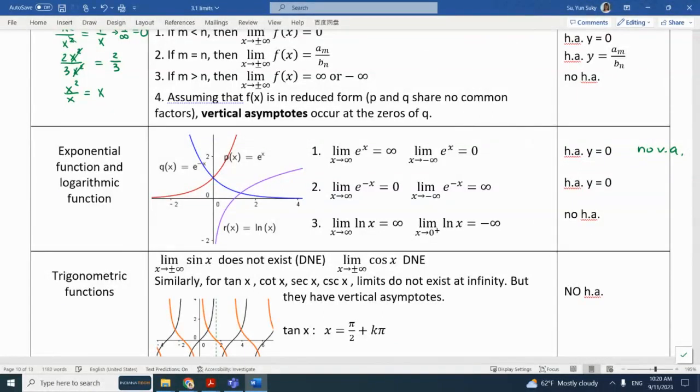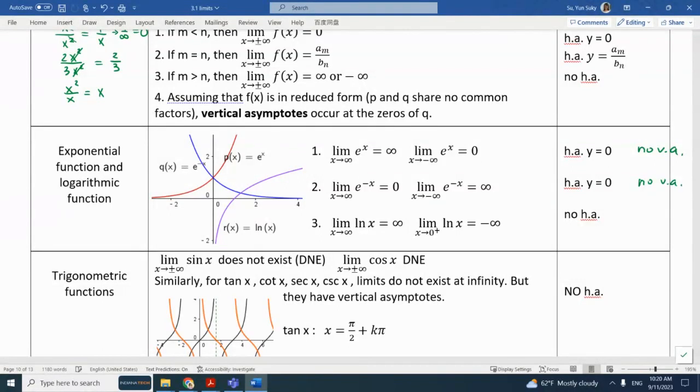Okay? And how about e to the minus x? Well, e to the minus x is just a reflection about the y-axis. If you put a minus sign in front of x, then it's going to be a reflection over the y-axis. So you see, when x goes to infinity, e to the minus x goes to 0. And when x goes to minus infinity, it goes to infinity. Is that okay, everybody? Again, no vertical asymptote.